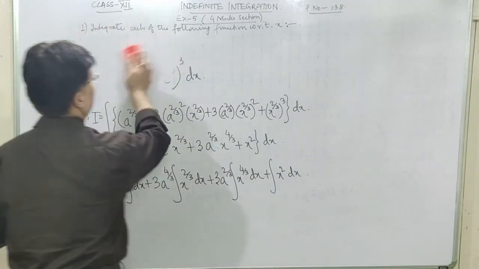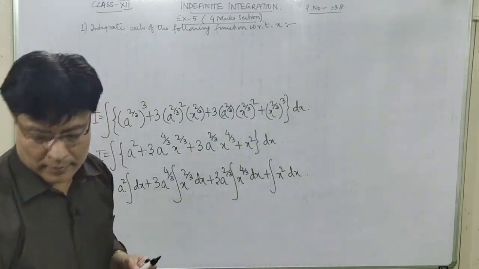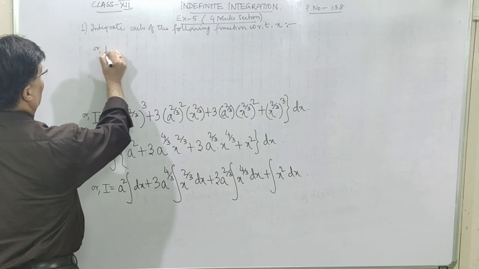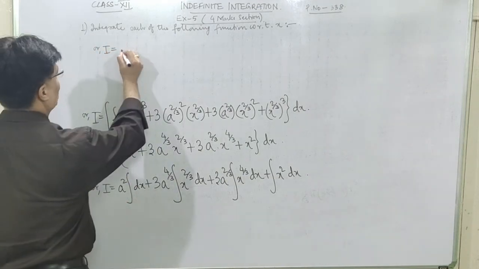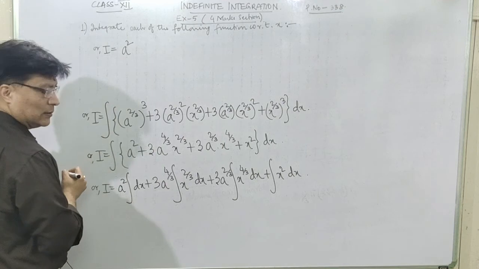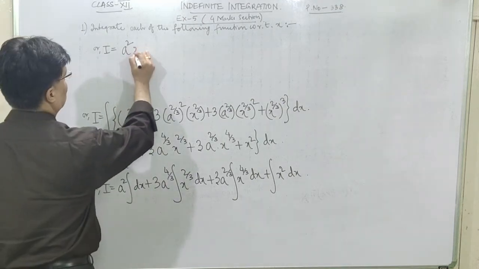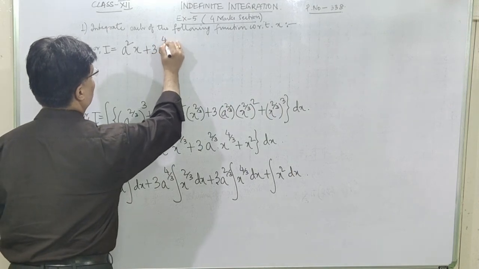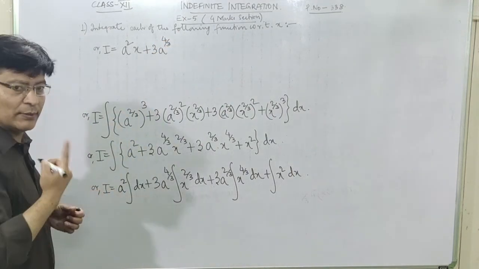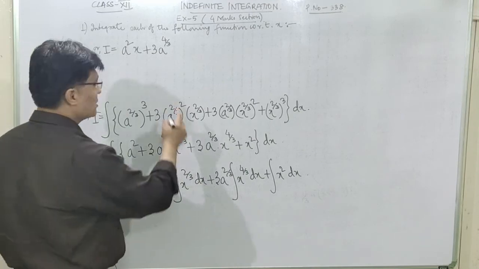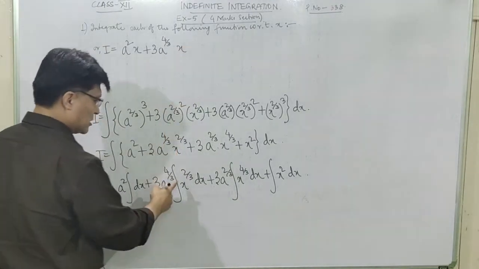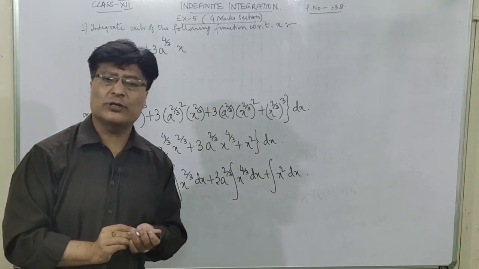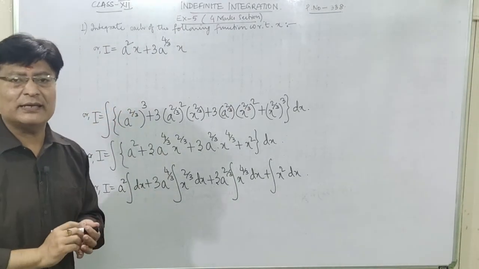So now in the next step, you have to integrate it, or I is equal to a square kept as it is. What is the integration of dx? x. Plus 3a to the power 4/3 is constant, remains as it is. What is the integration of x to the power 2/3? This is just like your x to the power n. You know integration of x to the power n, that is x to the power n plus 1 divided by n plus 1.